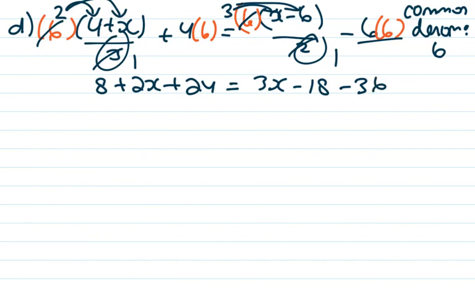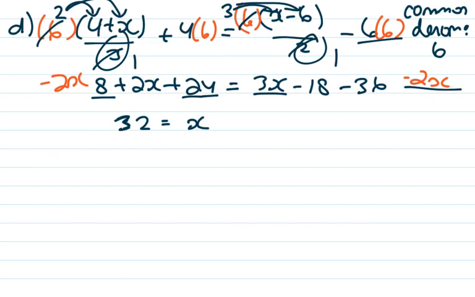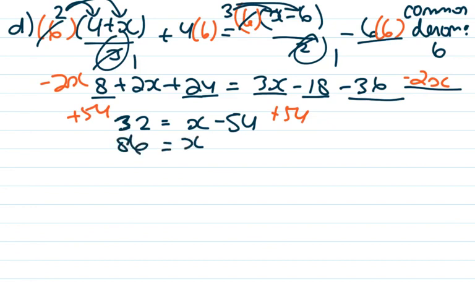I want to get all the x's on the same side, so I'm going to take away 2x from both sides. Now I'm left with 8 plus 24, which would be 32, equals 3x minus 2x, which is x, and then negative 18 minus 36 is negative 54. Now I'm going to add 54 to both sides. And I have 86 equals x. All right, number 8.